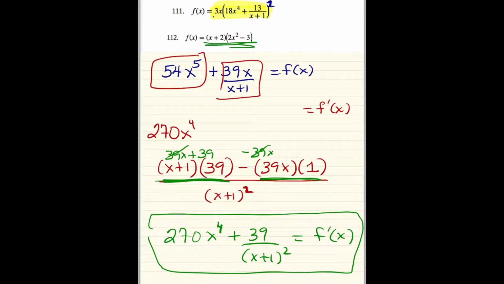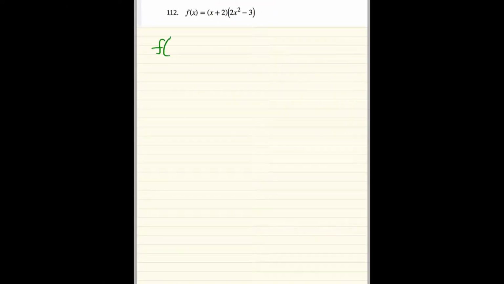This guy here looks like a product, but once again, it's to the first power. You should distribute. So I'm going to do that separately. So once again, it looks like a product, but because this is to the first power, I would prefer to not do the product rule and FOIL this out. That's going to be 2x to the third minus 3x plus 4x squared minus 6.